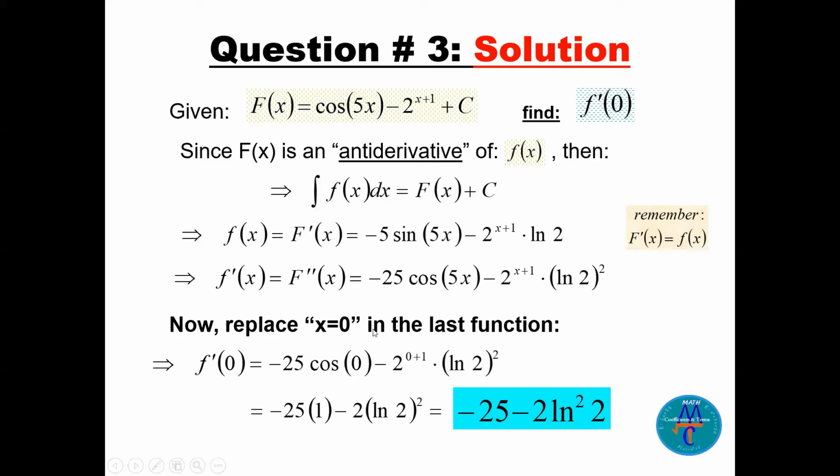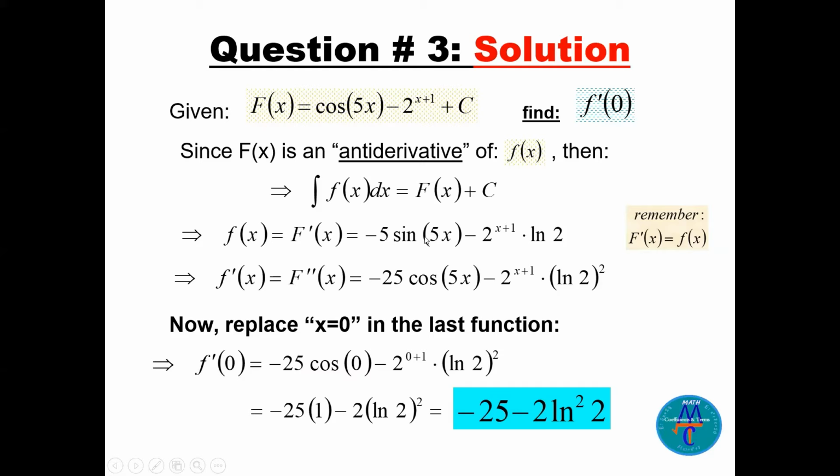So capital F, as in the given, is the antiderivative of small f. So we have the integration of f of x dx is equal to capital F of x plus c. Remember, capital F prime of x is always small f. So f of x will be F prime. So we just find the derivative of this given capital F of x.